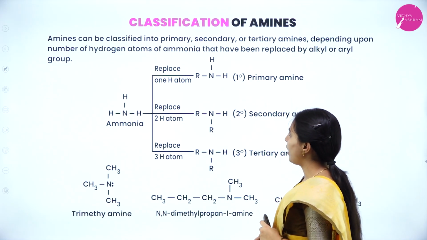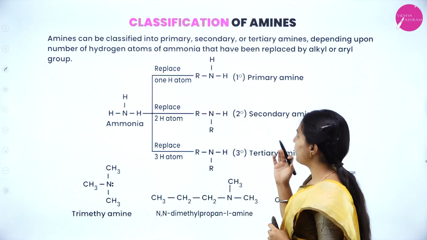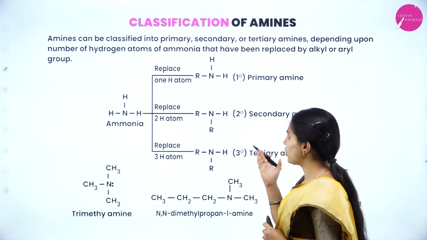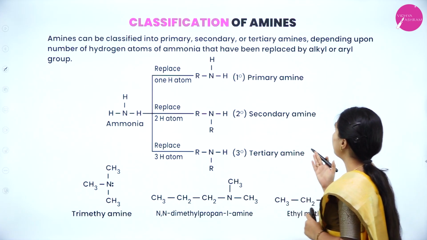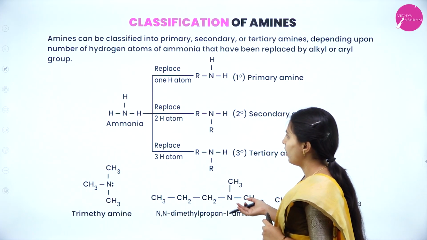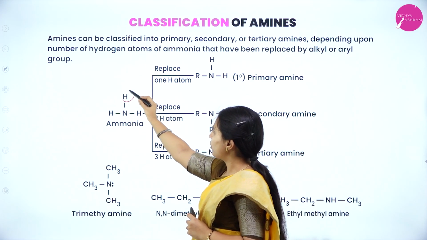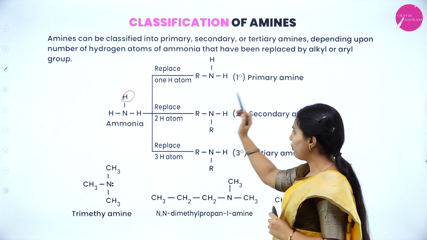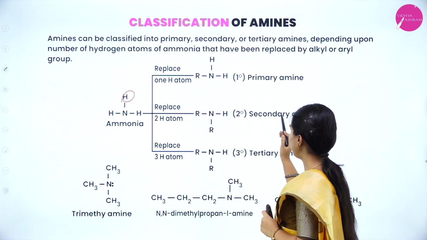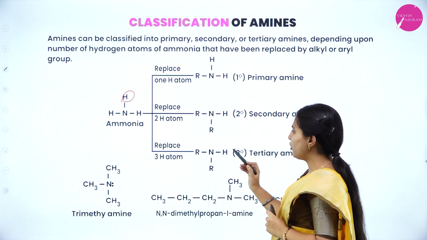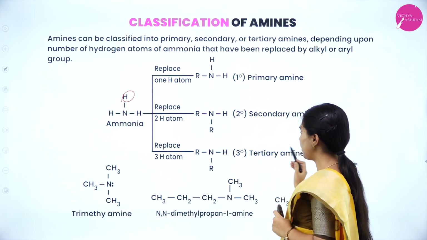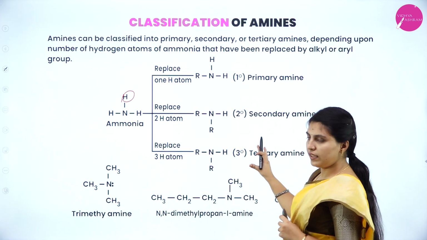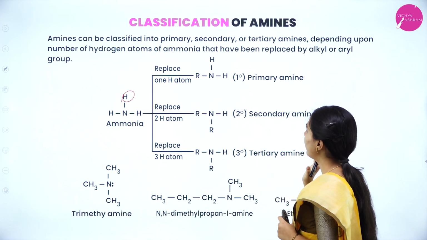Next, classification of amines. Amines can be classified into primary, secondary or tertiary amines depending upon the number of hydrogen atoms of ammonia that have been replaced by alkyl or aryl group. In ammonia, if one hydrogen is replaced, it will form a primary amine. If two hydrogens are replaced, it will form a secondary amine. If three hydrogens have been replaced, it means a tertiary amine. For example, trimethylamine. This is about the general classification of amines.